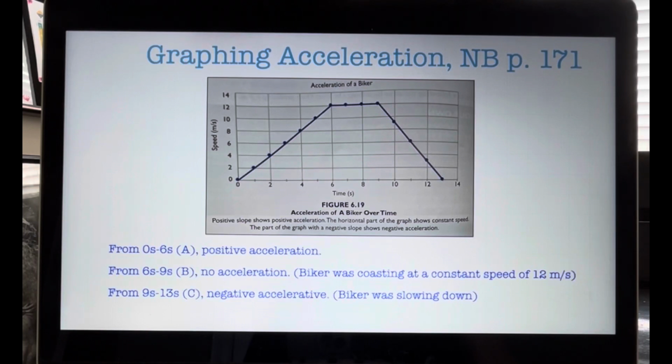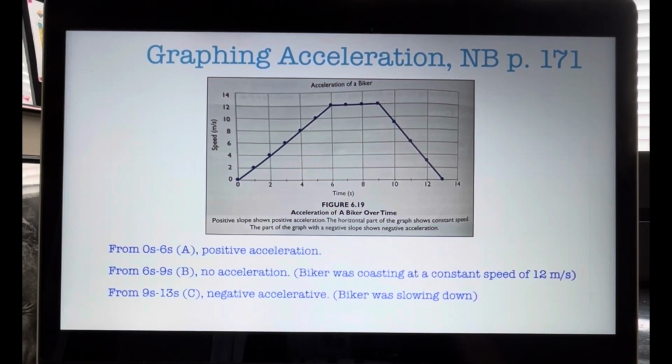Let's say our biker, after increasing speed at 2 meters per second for 6 seconds, starts to coast at a constant speed for 3 seconds. Then realizing he's going too fast, he begins to slow down at 3 meters per second until he stops. What would the graph of that acceleration look like?